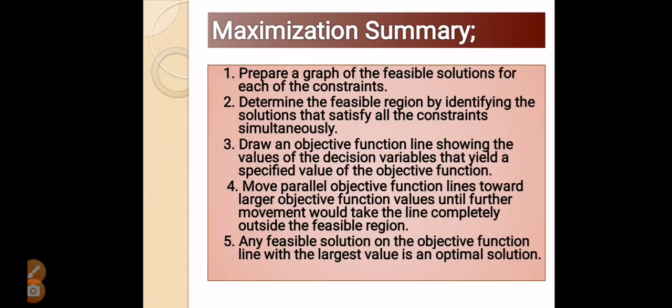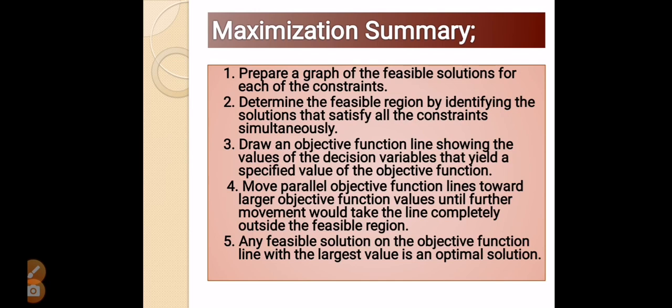This is the summary of the graphical procedure. First, prepare a graph of the feasible solution for each of the constraints. This means you graph each constraint one by one, like making a line for one constraint on a linear function. Number two, determine the feasible region by identifying the solutions that satisfy all the constraints simultaneously. So you determine the feasible region, which lies inside the constraints or limitations given.